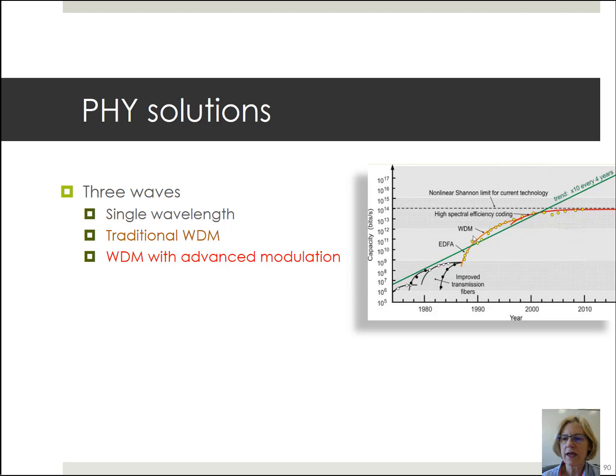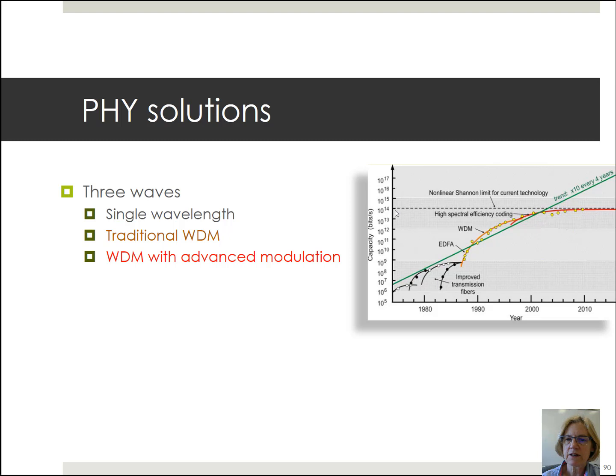Then we moved to the second wave, where we made extensive use of wavelength division multiplexing. And this was enabled by the erbium-doped fiber amplifier. And so we saw years of very fast growth in the capacity, bits per second, of transmission links by exploiting as much WDM as we could. More recently, we've seen the move into advanced modulation formats, which have shown us where we can approach the Shannon limit.